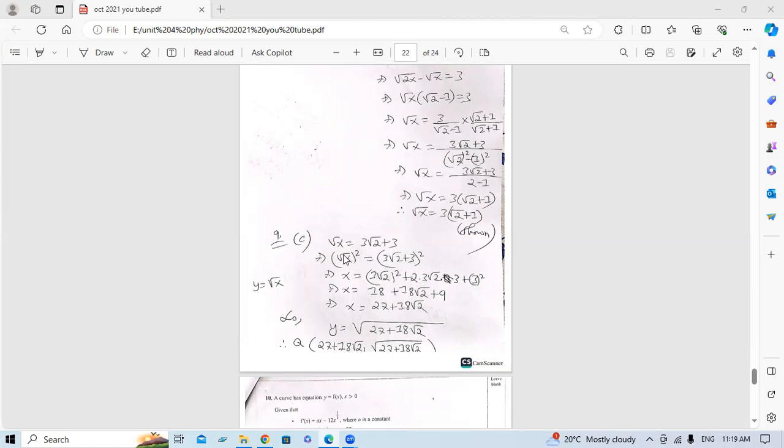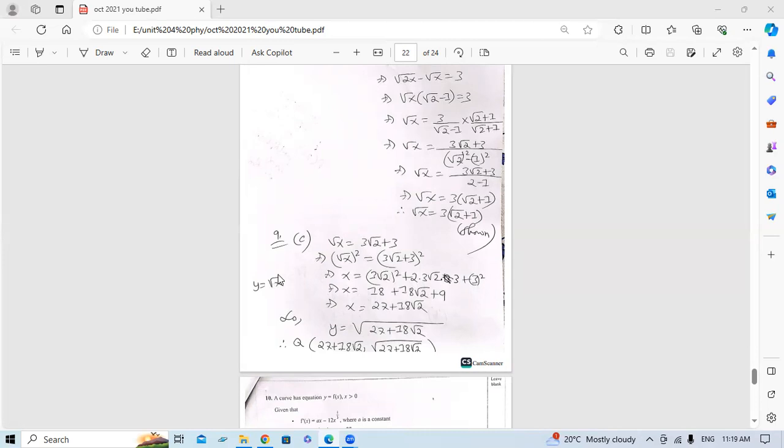We can square both sides. Root x whole square equals (3 root 2 plus 3) whole square. (a plus b) whole square is a square plus 2ab plus b square: (3 root 2) whole square plus 2 into 3 root 2 into 3 plus 3 square. The x value will be 18 plus 18 root 2 plus 9. The x value will be 27 plus 18 root 2.